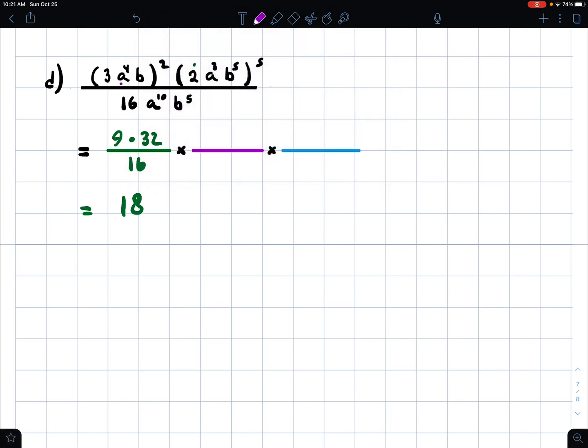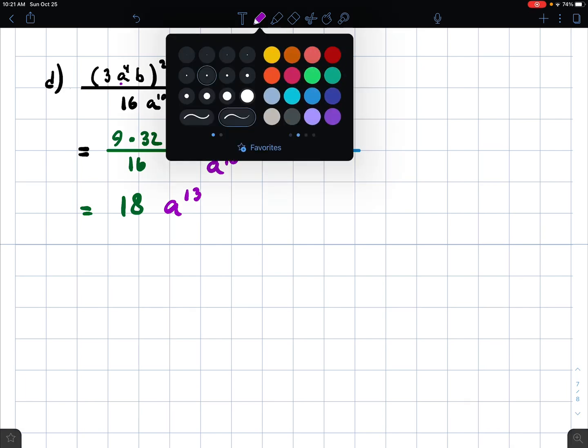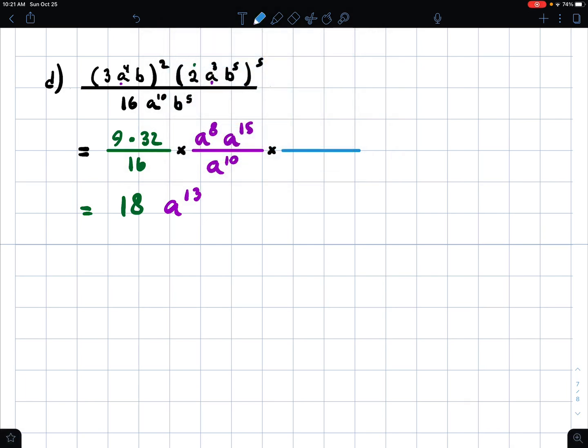I'm going to now take care of the a's. So a to the power of 4 to the power of 2 is a to the power of 8. A to the power of 3 to the power of 5 is a to the power of 15. And below I have a to the power of 10. Okay, so now I'm going to divide again first. So 15 minus 10 is 5. 8 plus 5 is 13. So the a part of the question is just a to the power of 13. So as you can see, I don't look at this as one big question. I look at it as 3 little questions kind of put together.